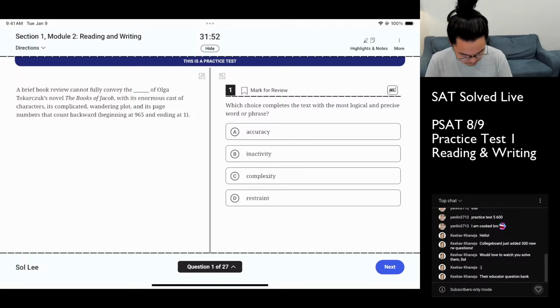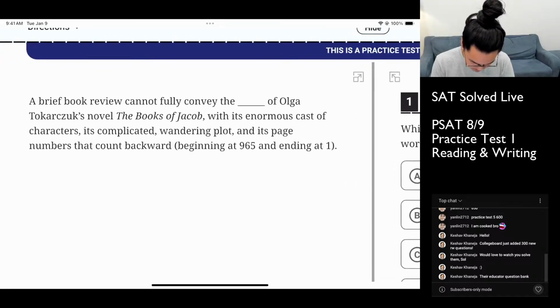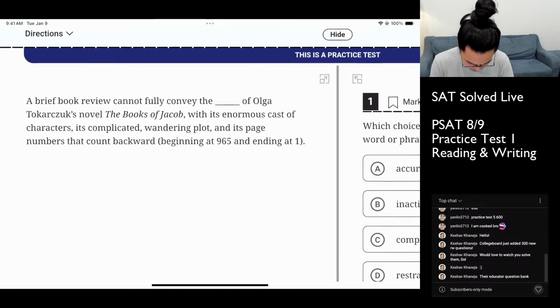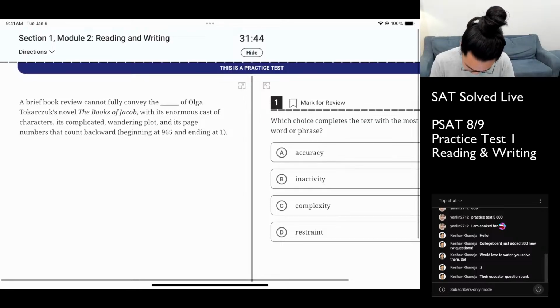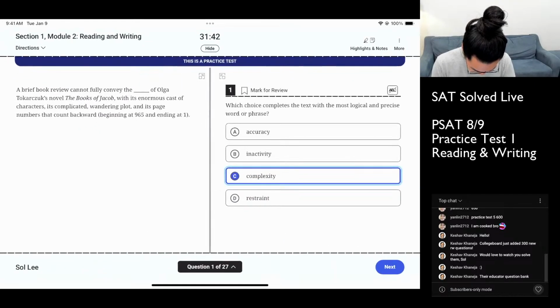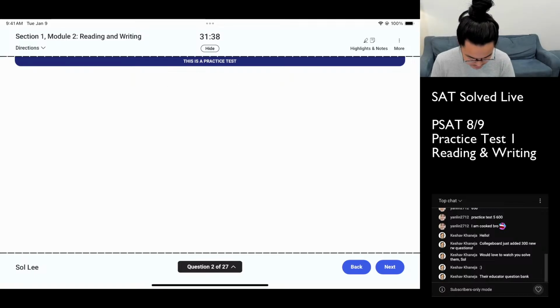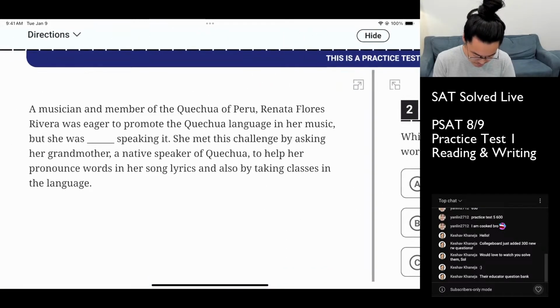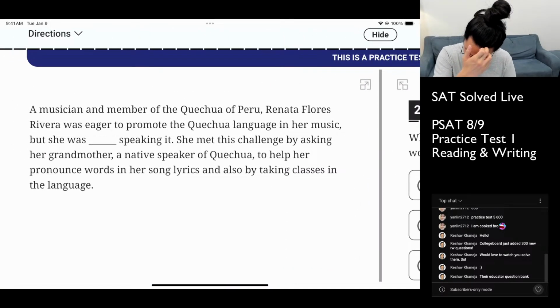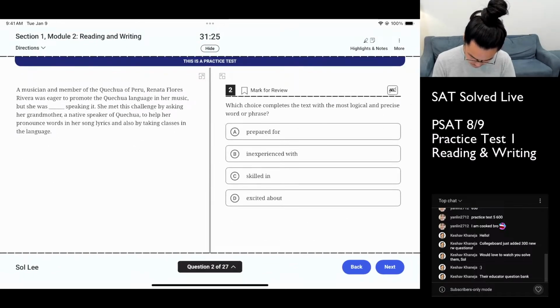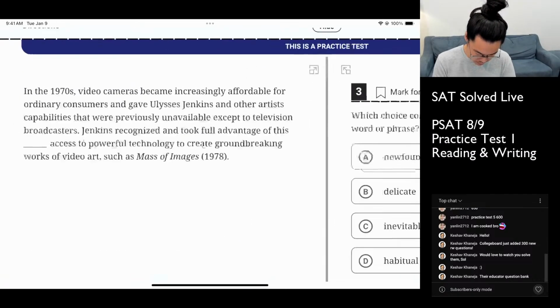Brief book review. Full extent. Full range. The fullness, the massiveness, the complexity. Page numbers that count backward. Hilarious. Sounds insane. But she was unable to speak it? Yeah. She was inexperienced with speaking it.